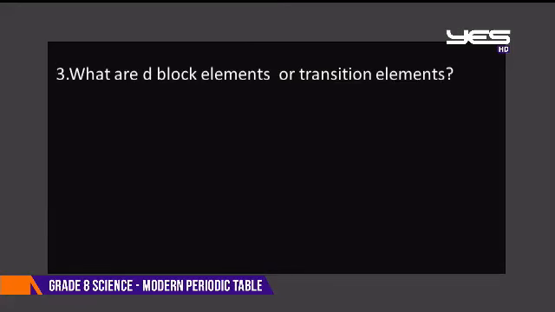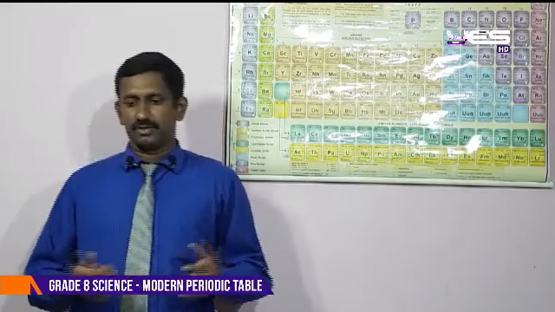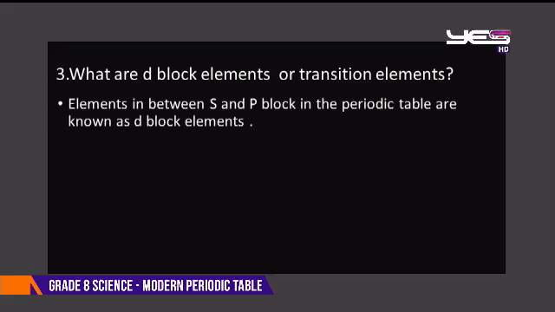Next question is, what are d block elements or transition elements? What's the answer? The group of elements in between the s and p block elements in the periodic table are known as transition elements or d block elements.